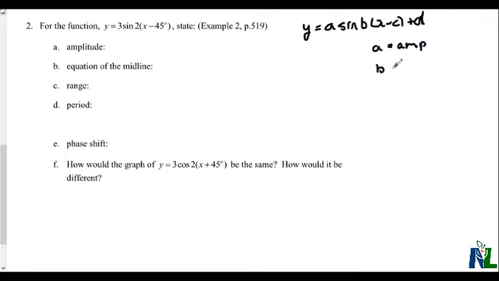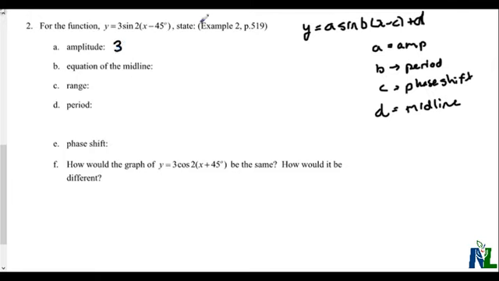The b value is going to affect the period. The c value represents our phase shift. And the d value is the equation of our midline. So when I'm looking for the amplitude of this function, I just need to look at the value in front of sine here, which is 3, so the amplitude is 3. The equation of my midline is represented by d. I don't actually have a d value here, so the equation of the midline here would be y equals 0.